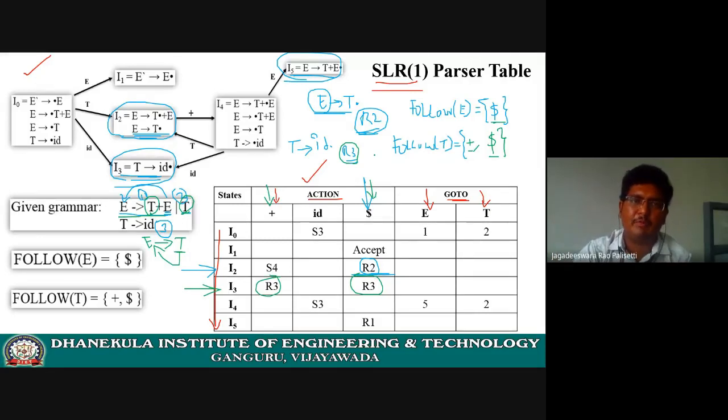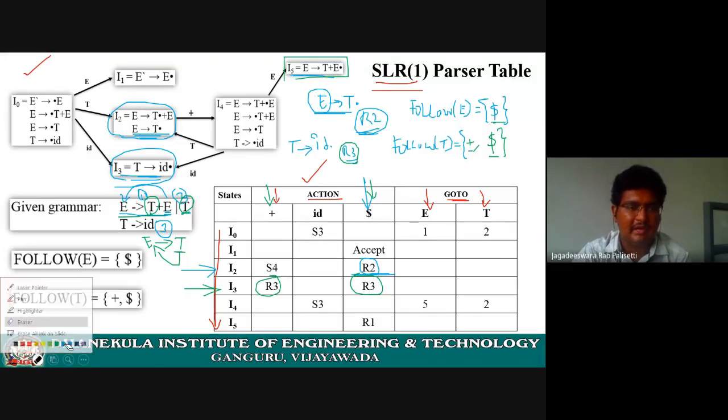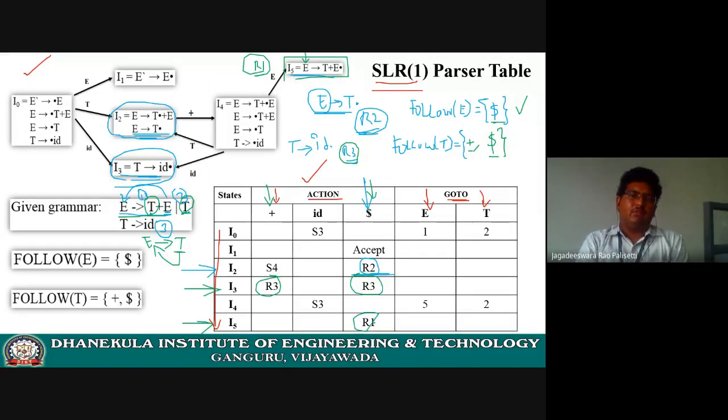Similarly, what is the one more production rule? This one, I5, because it has a production rule which is reduced. Am I clear? So reduced by R1. So how am I going to write this R1? I need to compute follow of capital E. Follow of capital E is already computed, dollar. So at row I5 and column dollar, I need to write R1. That is the only thing you need to take care of at the time you are filling the table.